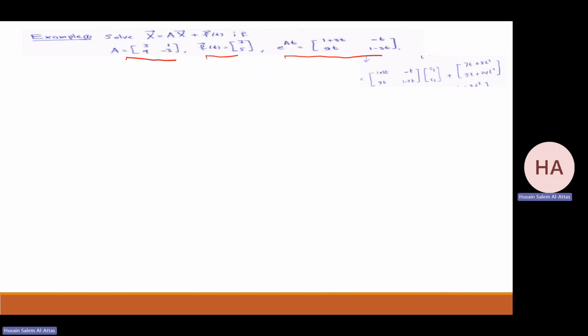Okay. So what I need, yeah, xc. What will be the solution? The general solution. Okay. It will be xc plus xp. And what is xc? Since I have e to the power At, that will be e to the power At times C, which is this times this, plus e to the power At integral of e to the power minus At f of t dt.